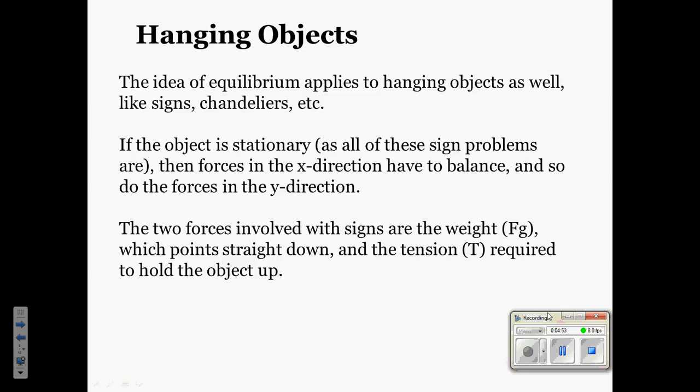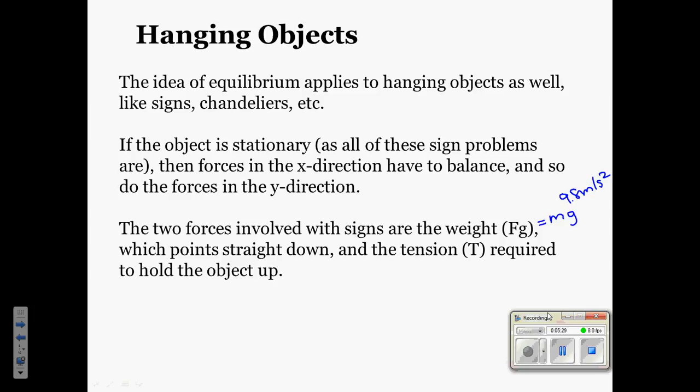Now, the two forces that are going to be involved for the signs are going to be our weight, which is our F of G, and remember our F of G is calculated with the mass and the acceleration due to gravity, which is always 9.8 meters per second squared. So if we're just given the mass of the sign, we can find its F of G. Now the F of G points straight down.